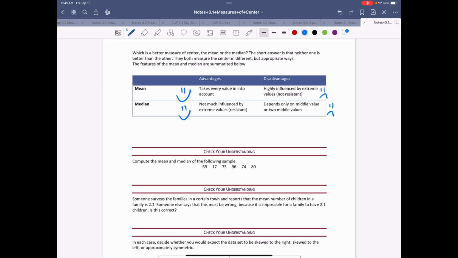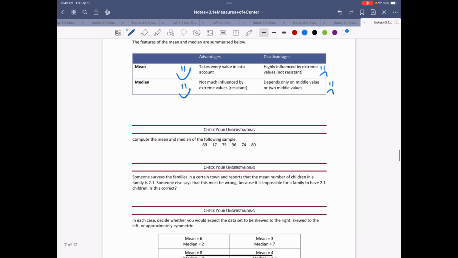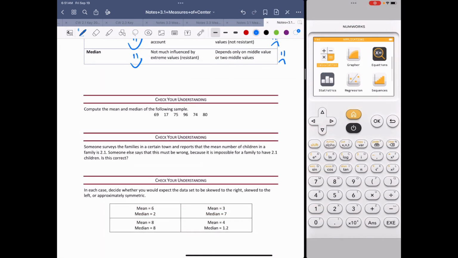All right, what I want you to do with this first problem, I want you to do this by hand and find the mean, and I want you to put it in order and find the median. And then I'm going to show you how to do this on the calculator. And you can save time by doing that process on the calculator. All right, so I want you to pause your video, find the mean and the median, and then I'm going to bring the calculator up and show you how to do this on the calculator.